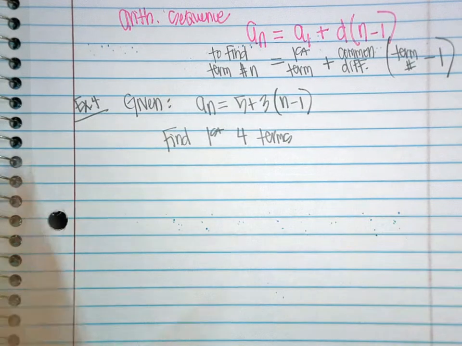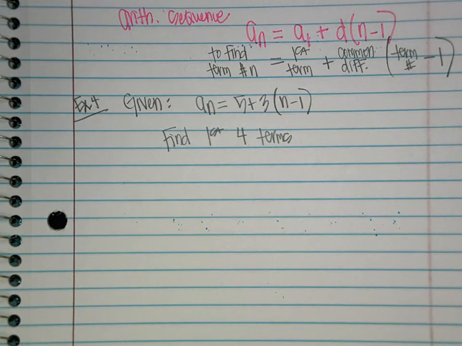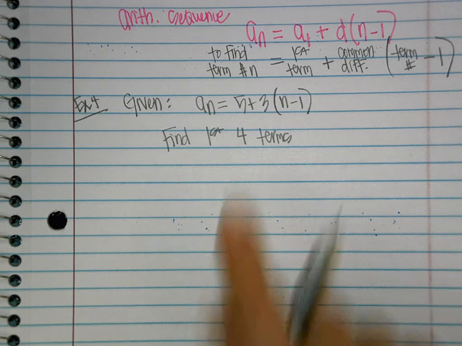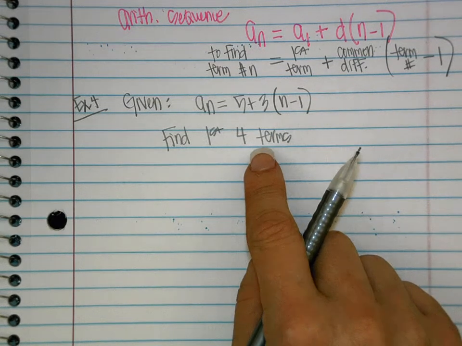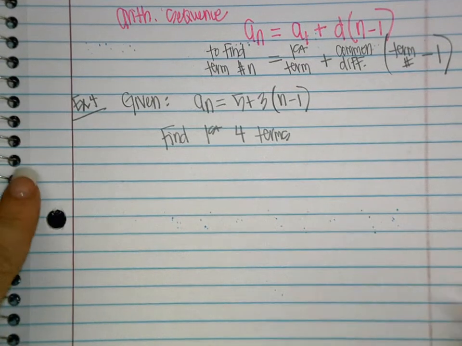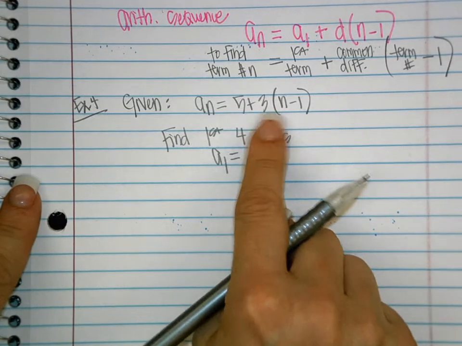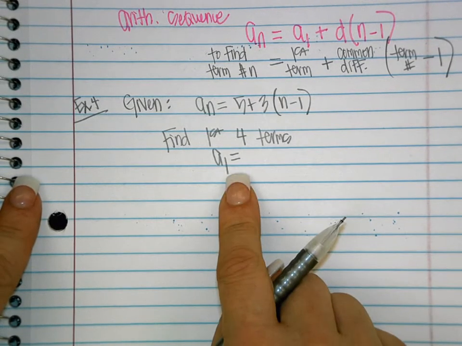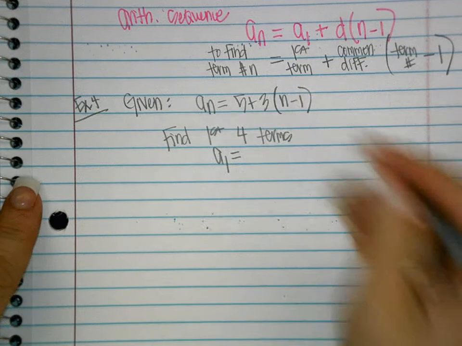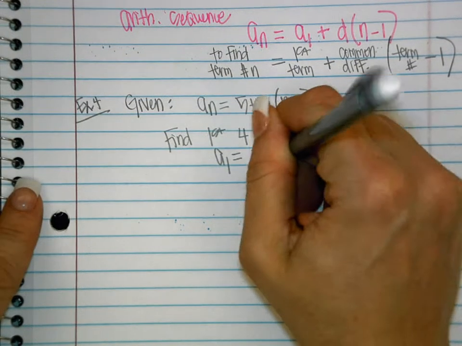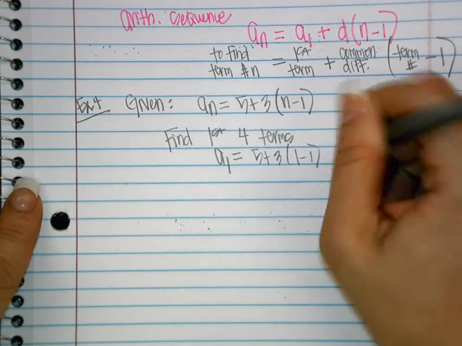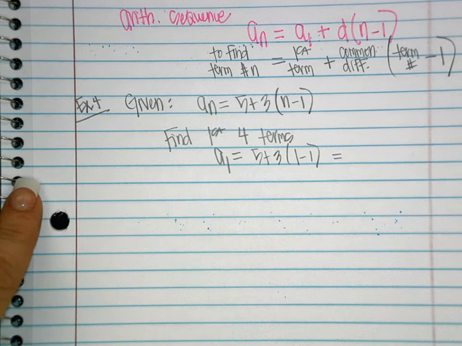This is exactly what you did on Friday. You were given terms and we asked you to find the next ones, basically. So here, if I give you this formula, I want you to find the first 4 terms. To find term number 1, A1 would equal, and you're just going to plug in here. This number here is what you plug in for n. So you would do 5 plus 3 times 1 minus 1 and work it out. You can work it out on your own.